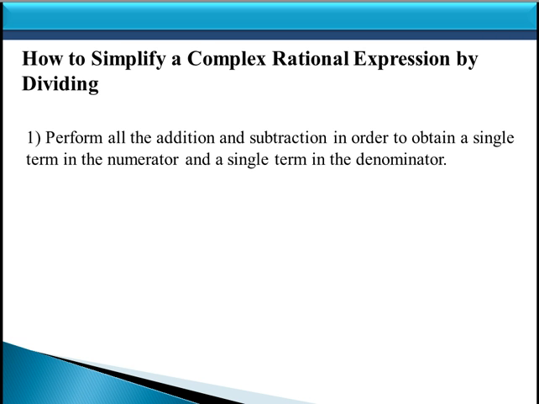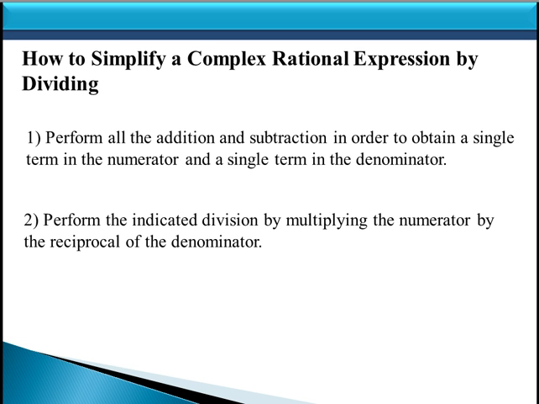And being a complex rational expression to begin with, it's likely that you're going to have a fraction in the numerator and a fraction in the denominator. That won't always be the case, but most of the time. So when we perform that division that's denoted by the main fraction bar of your rational expression, remember that when you divide by a fraction or number, it's the same as multiplying by its reciprocal. So since the numerator is being divided by the denominator, we're going to rewrite that division as multiplying the numerator by the reciprocal of the denominator.